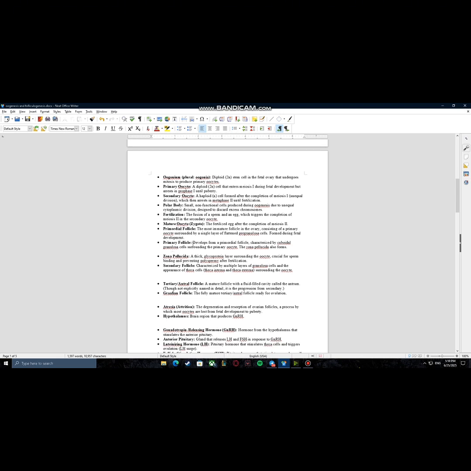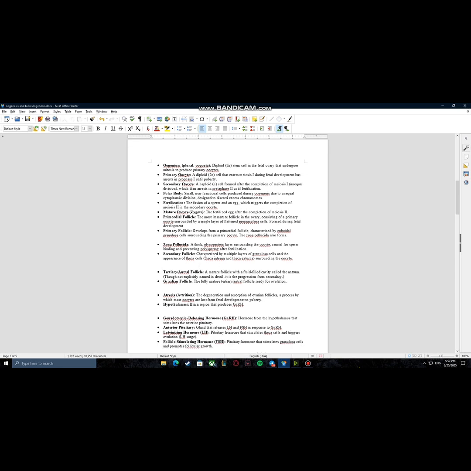A primary follicle is a follicle that develops from the primordial follicle, characterized by cuboidal granulosa cells surrounding the primary oocyte. The zona pellucida also forms. Now, the zona pellucida is a thick glycoprotein layer surrounding the oocyte. It's crucial for sperm binding and preventing polyspermy after fertilization.